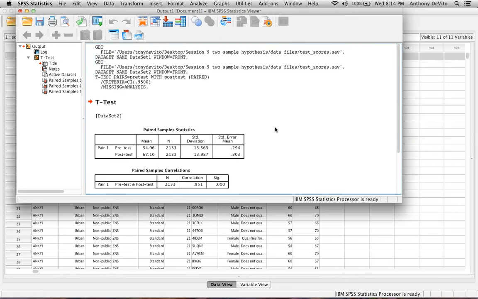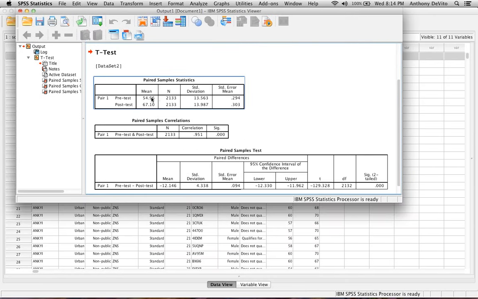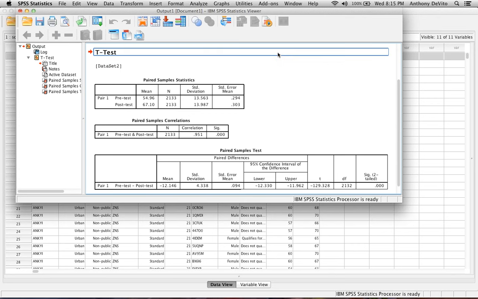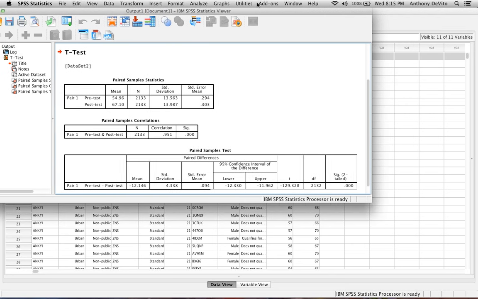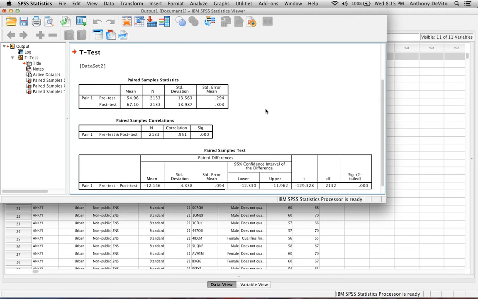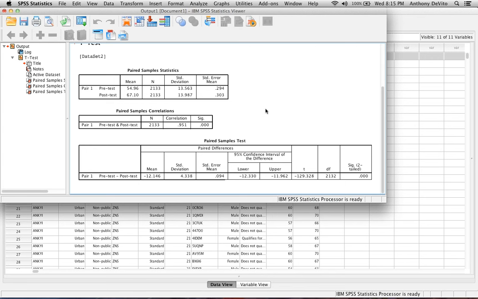My output window opens up, and it tells me the mean pre-test score was 54.96. The mean post-test score was 67. The standard deviation was 13.56 on the pre-test. It was 13.98 on the post-test. And the standard error was calculated for each individual group, but SPSS is going to really kind of combine them in a second.